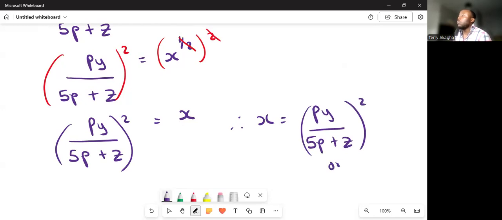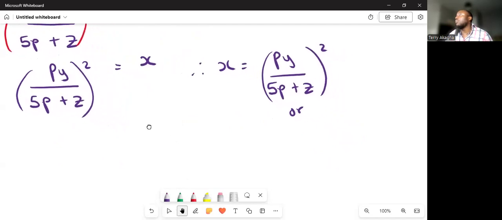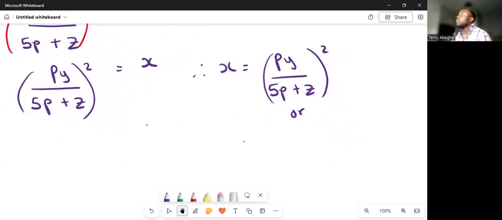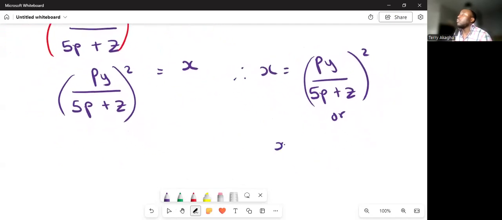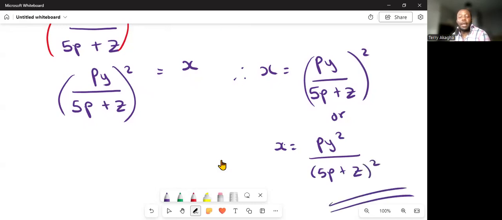Or you can also say that this is the same thing as saying x is equal to py squared over 5p plus z all squared. All right, and that will be the answer for that. Okay, so it's just the same thing, but now we're applying the laws of indices as well as simplifying as well.